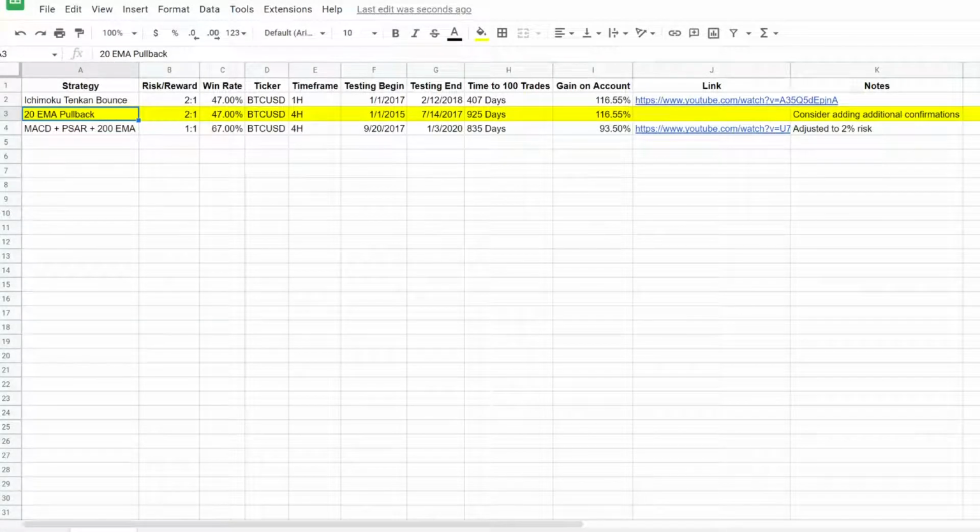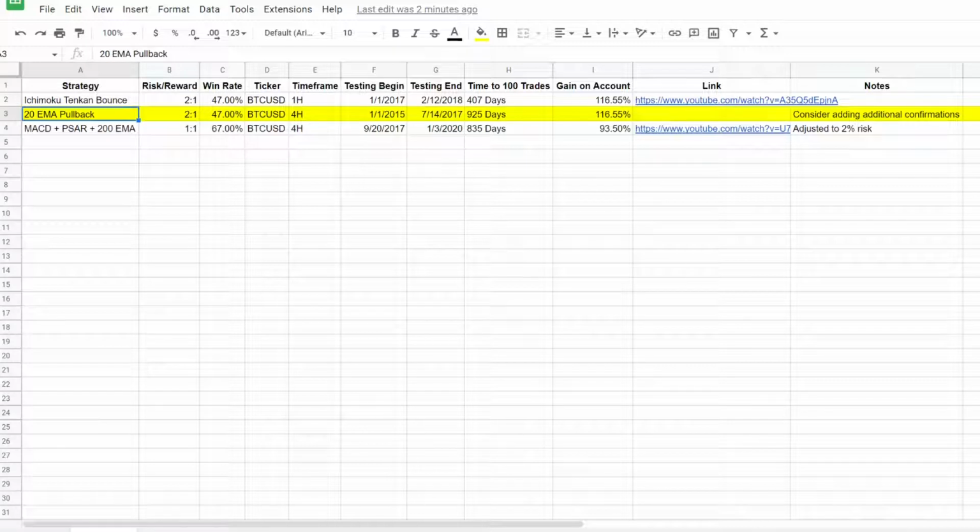And there you have it. After 100 trades, this strategy resulted in a 116.5% gain on the account using 2% risk on every trade. The win rate was 47%. The most losses in a row was 7, and the most wins in a row was 4. The total time to complete 100 trades on Bitcoin on the 4-hour chart was 925 days, so a little bit long.